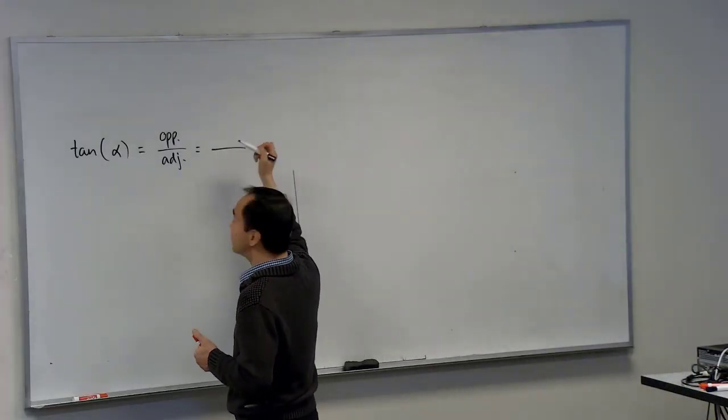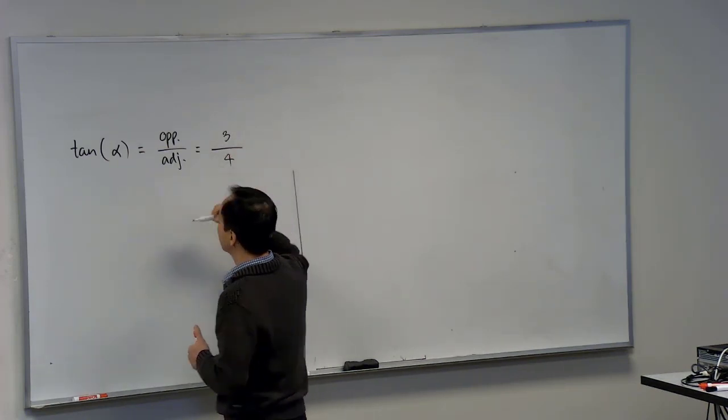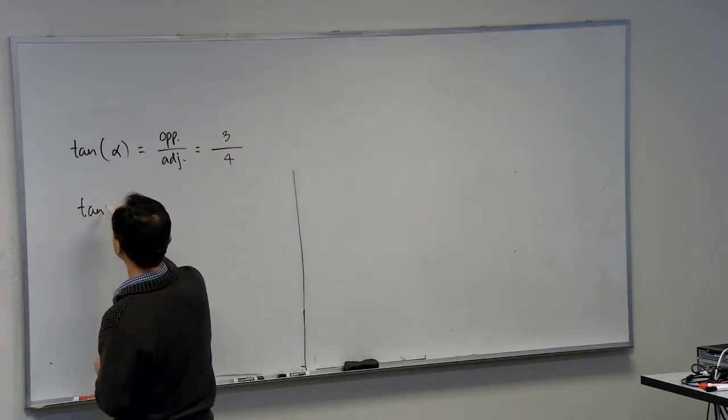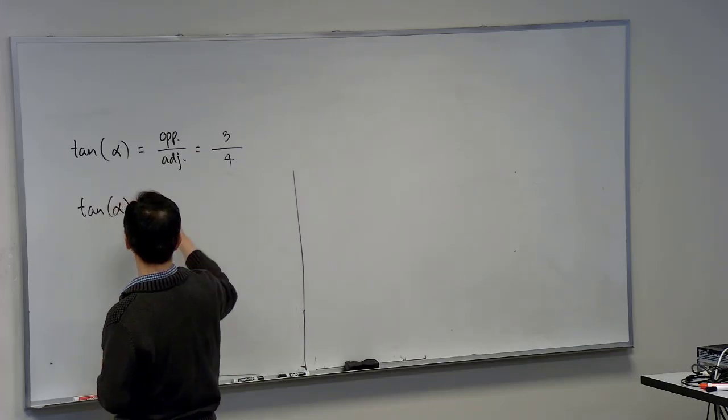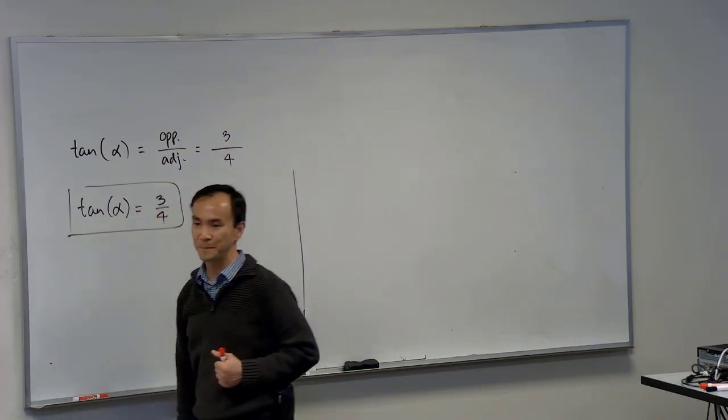Opposite here is going to be 3 and adjacent is 4. Right? So tangent of alpha equals 3 over 4. Okay? That's our conclusion.